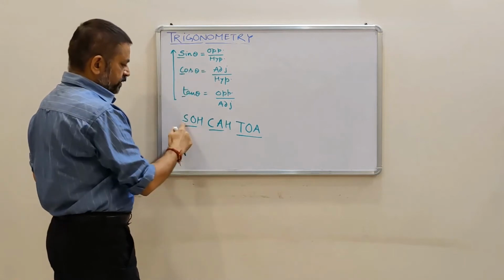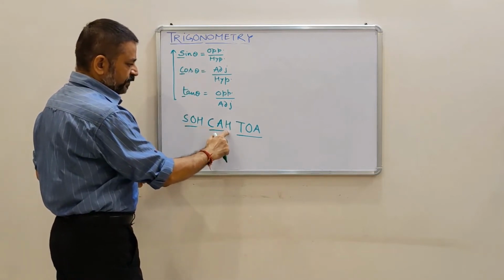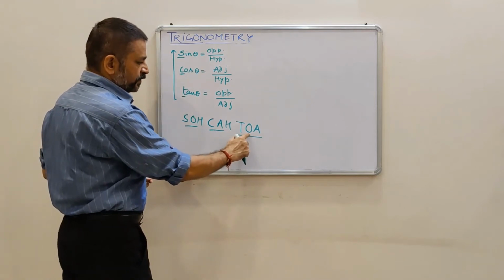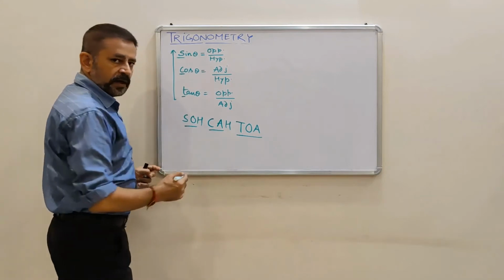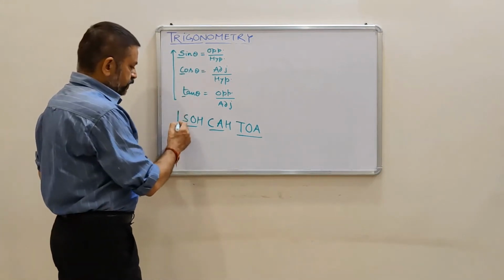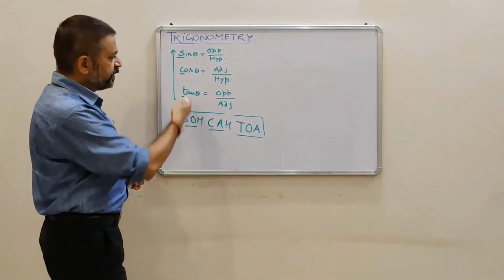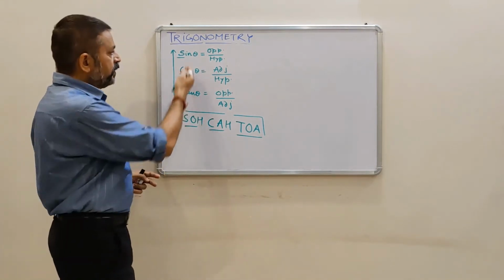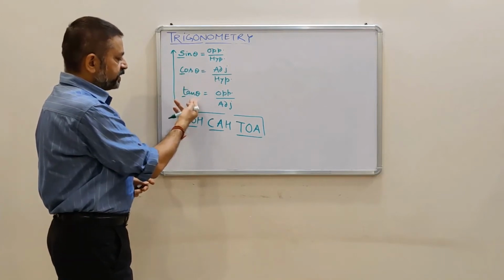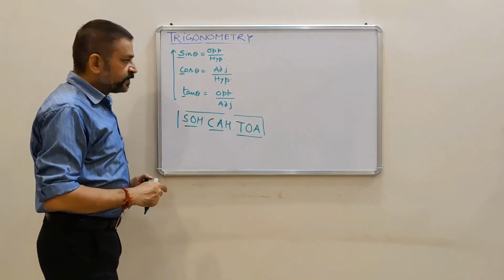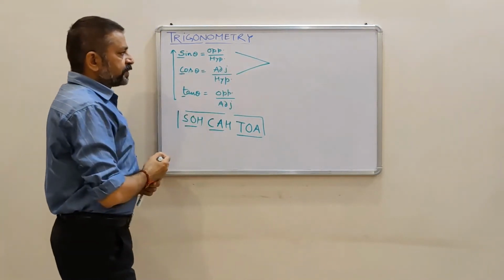For sine, opposite upon hypotenuse. For cos, adjacent upon hypotenuse. For tan, opposite upon adjacent. So just remember SOH CAH TOA. It's a trick to remember all these three ratios, and the others you can derive with the help of these, because we know that cosec is the reciprocal of sine, sec is the reciprocal of cos, and cot is the reciprocal of tan. Now just look at these two relations.